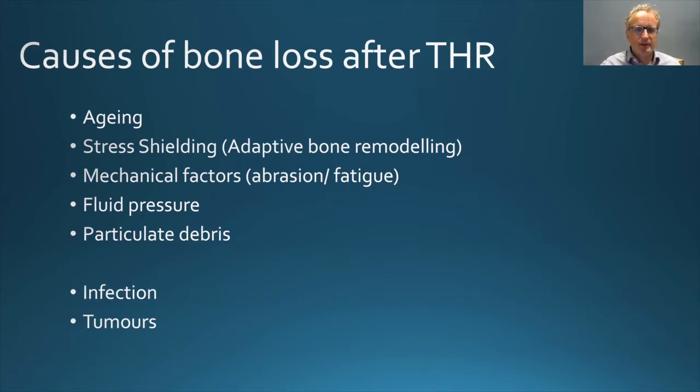Mechanical factors. When hips start getting loose, they abrade and they can act like files. They're rough. Cement can be rough. Fatigue can cause problems. Fluid pressure: we know that fluid causes bone loss and cysts, and the same thing happens around hip replacements. Particulate debris, however, is the big one. Also, we've got infection and tumours, but we're not going to talk about those today.